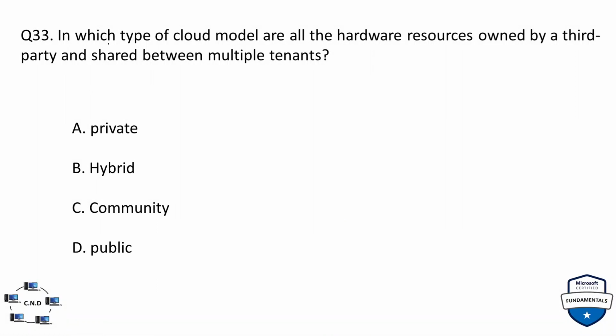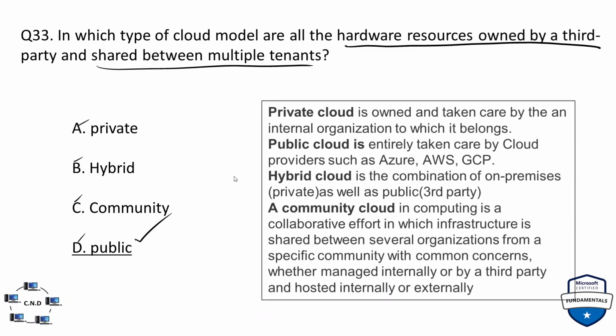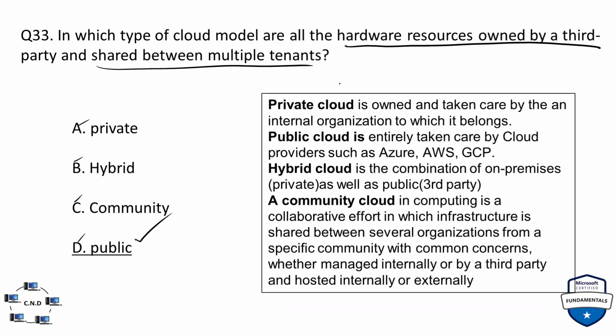Question number 33 is that in which type of cloud model are all hardware resources owned by a third party and shared between multiple tenants? And the options are A, private; option B, hybrid; option C, community; and option D, public. And the correct option is the public cloud. And here is the explanation of each type of the cloud model.